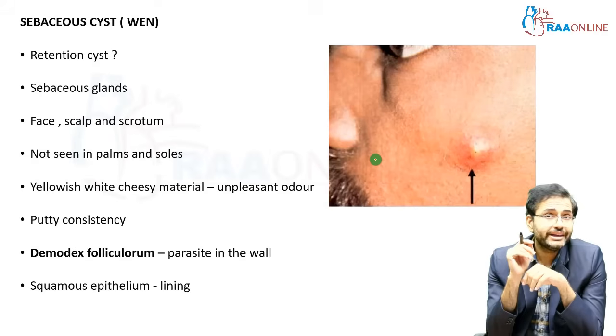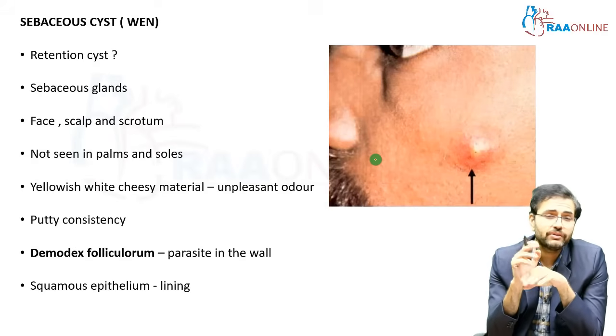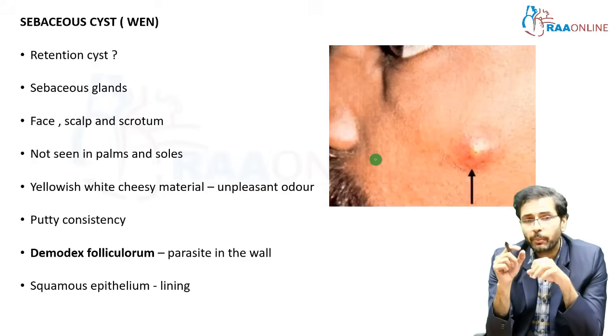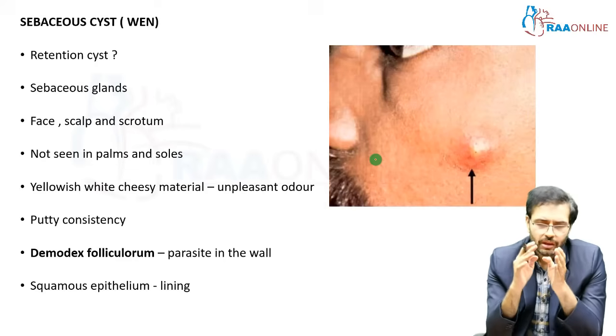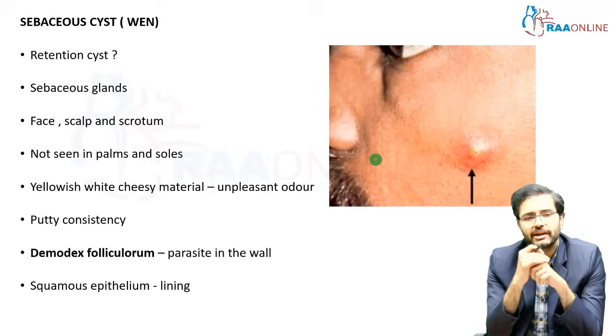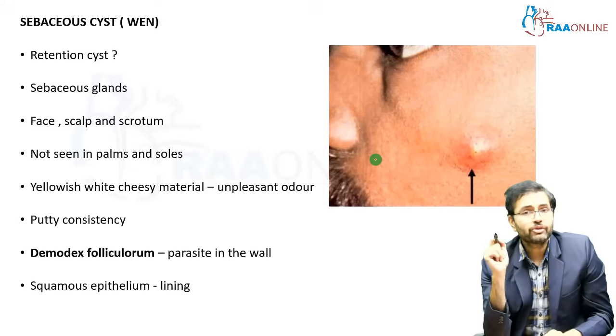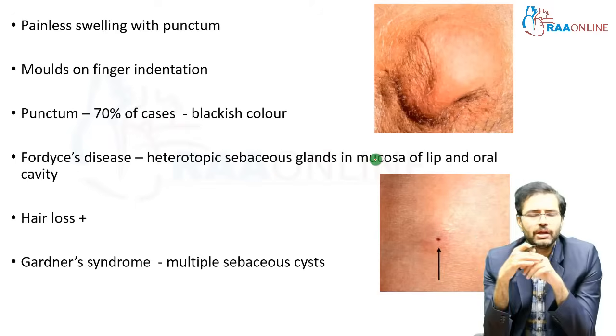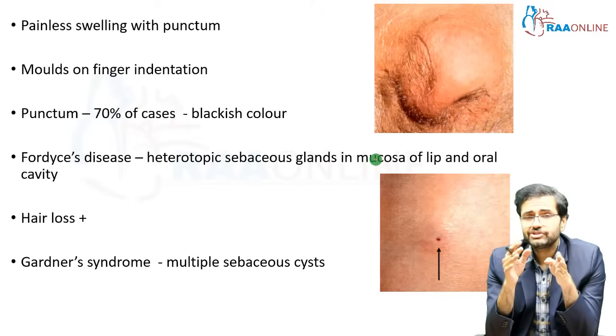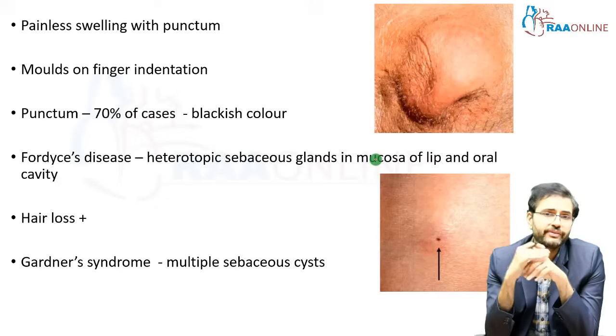The content is usually yellowish, white, cheesy material with an unpleasant odor, and they have a putty consistency. The wall might have a parasite called Demodex folliculorum. The lining epithelium is always squamous epithelium. These are generally painless in nature until and unless there is an associated infection.